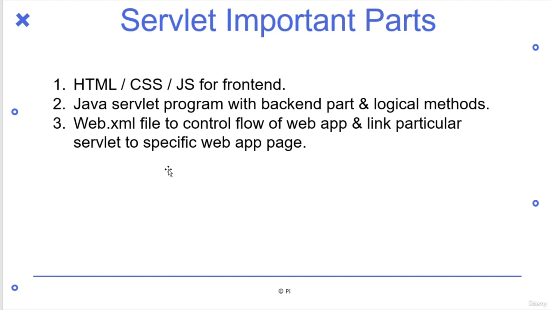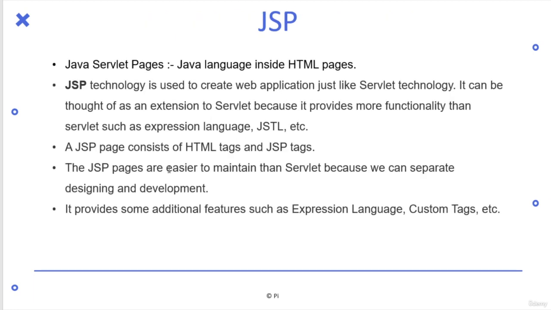If you have seen servlet code, you can see HTML is added inside Java. In JSP, it's the Java language inside HTML pages. It looks like a scripting language, but it's pure Java. JSP stands for Java Servlet Pages, and JSP technology is used to create web applications just like servlet technology. But what is the difference? Servlets are only Java code, but JSP has HTML code which contains some Java language.